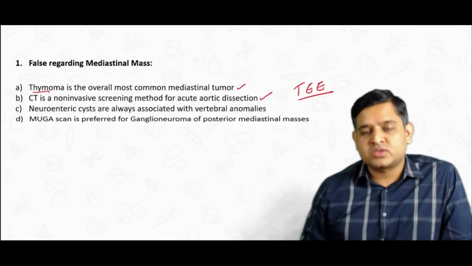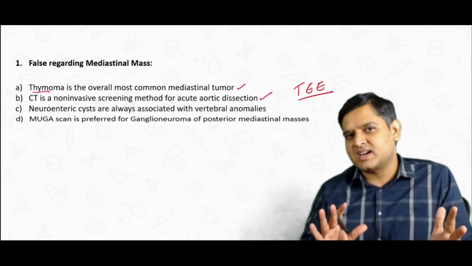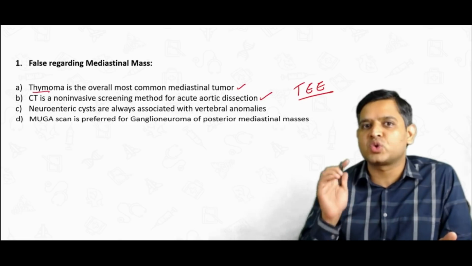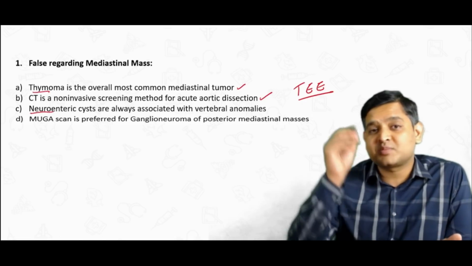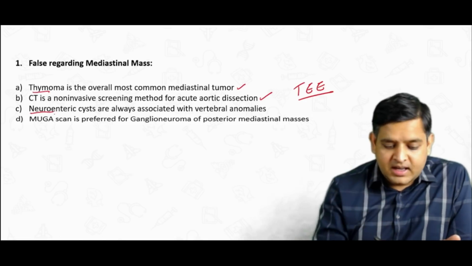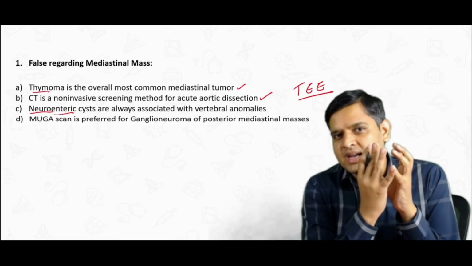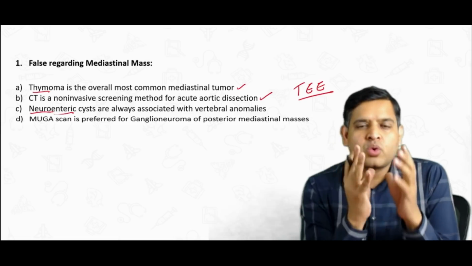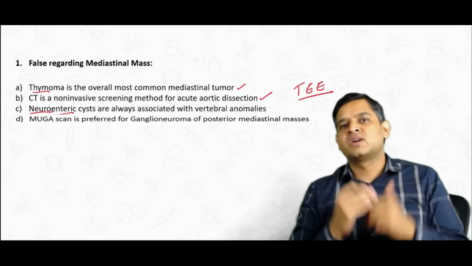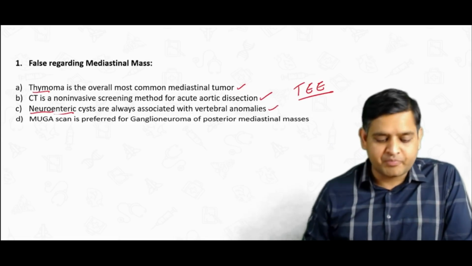Neuroenteric cysts are always associated with vertebral anomaly. This looks incorrect, but please remember this is also correct. Neuro is spinal cord, spinal canal. Enteric is GIT. So it's an abnormal communication between the spinal canal and the GIT. It can only happen once there is a vertebral abnormality. So this is also true.